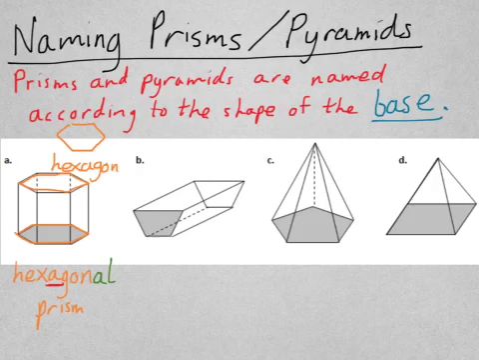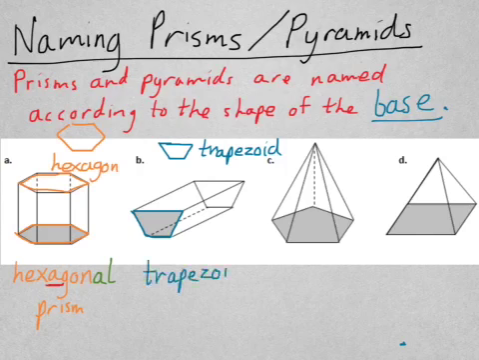Alright, how about B? There's the base. That's a trapezoid. So I'll do the same thing. We'll say it's a trapezoidal prism. I know it's a prism because, again, there are 2 bases. Do you think you can name the third one before I do it? Pause the video if you think you can.